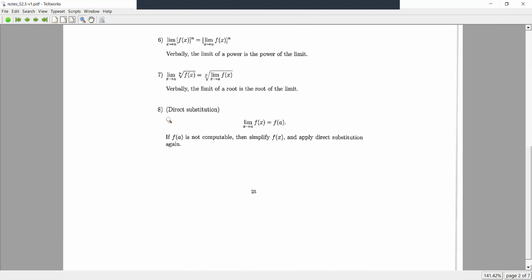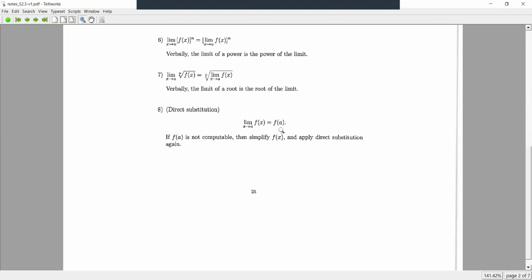Law number eight is the most powerful law. This law is much more powerful than the laws above. Because this law is so powerful, the book gives it a special name. The book calls this law direct substitution. This law says that to compute a limit is easy. Just directly plug in the point a in x. In other words, to compute a limit, we just need to compute the function value at the point a.